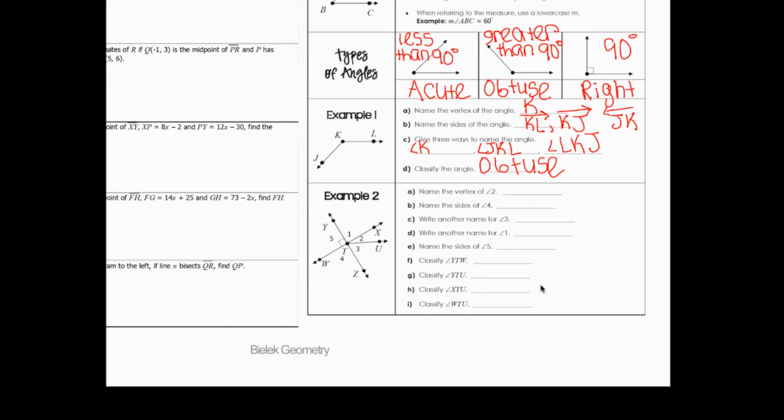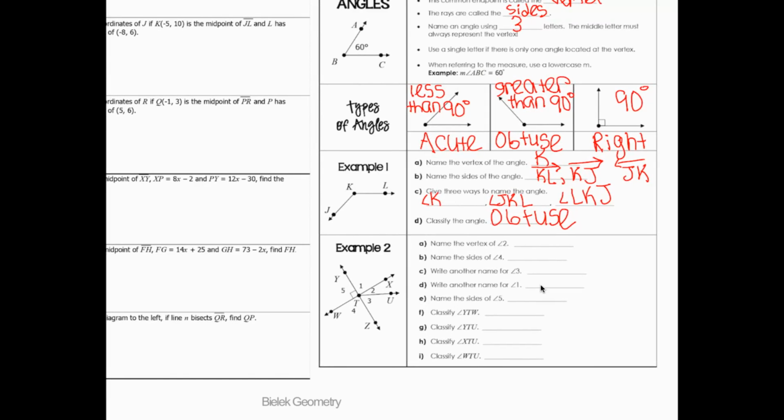Continuing on, name the vertex of angle 2. So the vertex of angle 2 is T. Name the sides of angle 4. So angle 4 has sides TW. Don't forget to do the ray symbol. And TZ.